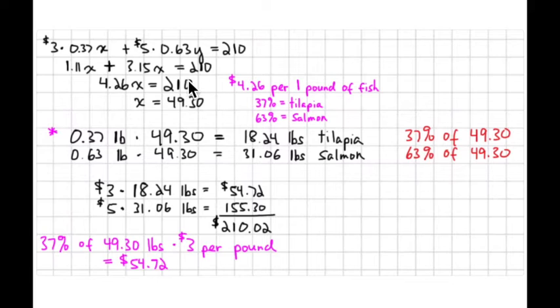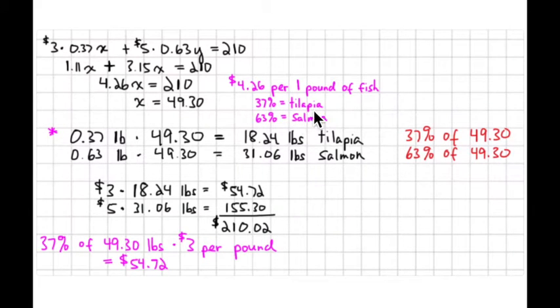So if I have $210, how many pounds can I purchase? That's $210 divided by the $4.26. It gives me 49 and 3/10 pounds, or 49 and 30 hundredths pounds of fish at an average cost of $4.26 per pound. So if you multiply this cost per pound times 49 and 3/10 pounds, you're going to get back to this $210.